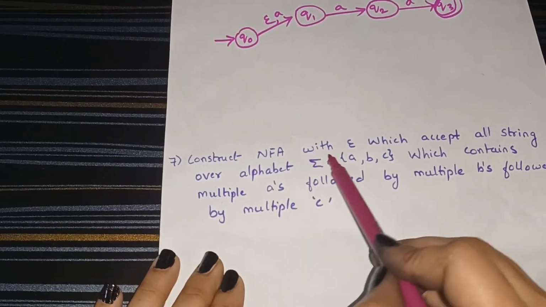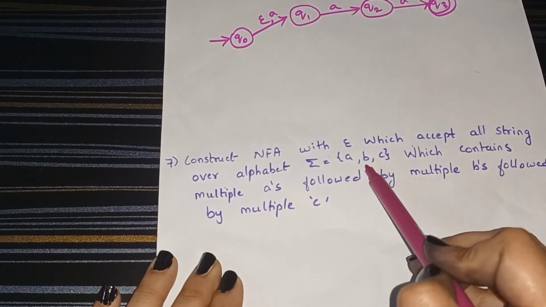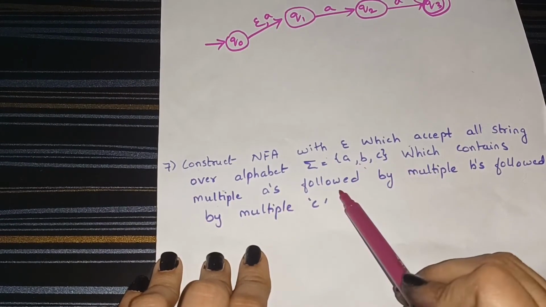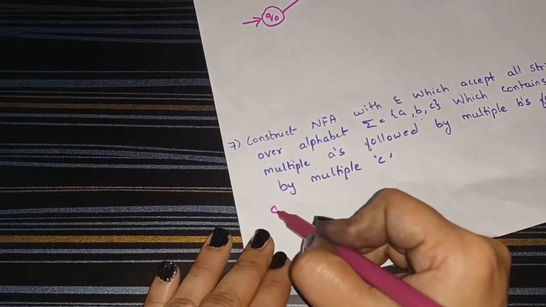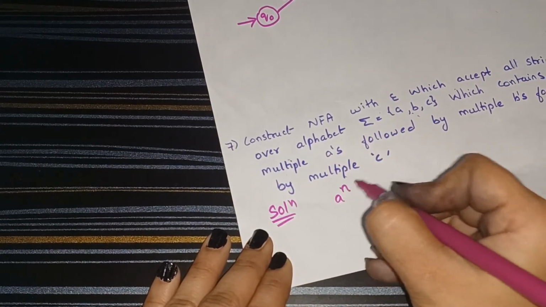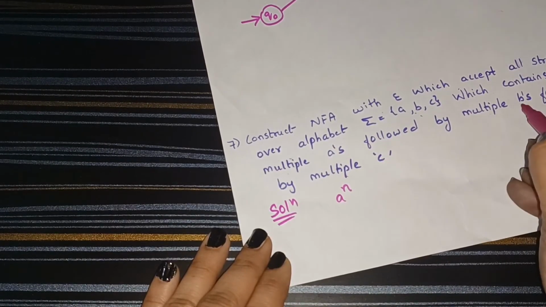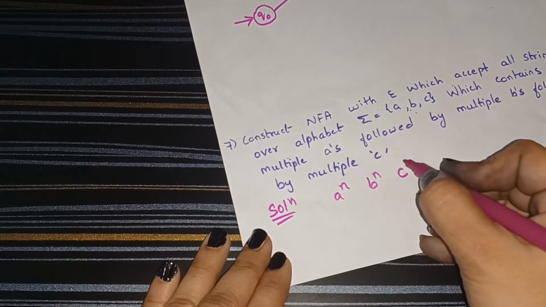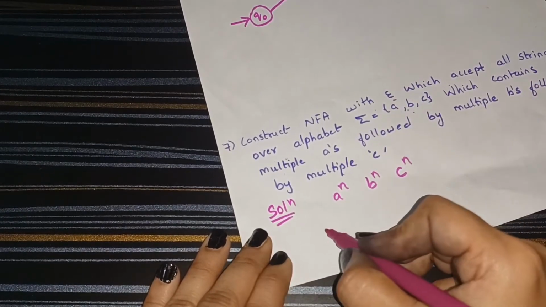Next our question is: construct an NFA with epsilon which accepts all the strings over alphabet sigma equals a, b, c, which contain multiple number of a's followed by multiple number of b's followed by multiple number of c's. So first we will see what the question is asking. Multiple number of a is nothing but a raised to n, multiple number of b is nothing but b raised to n, and multiple number of c is nothing but c raised to n, and we have to create this using epsilon.